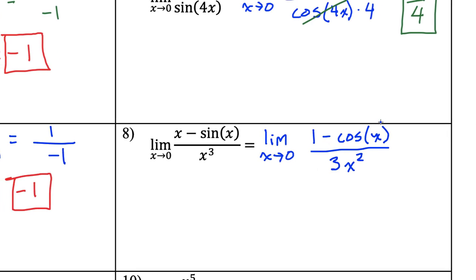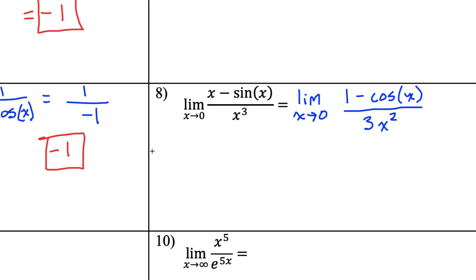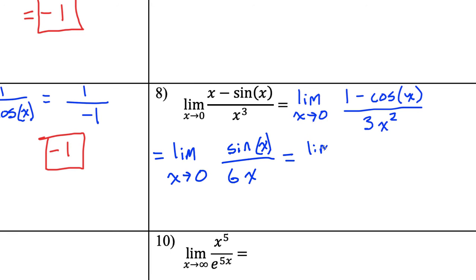So take the derivative again. This is now equal to still the limit as x approaches 0. Derivative of 1 is gone. Derivative of cosine is negative sine, but I have a double negative, so it's going to be positive sine of x. On the bottom, I have 6x, and when I plug in 0, I get 0 over 0 again, which means I have to take L'Hopital's rule again. All right, maybe this will be the last time. I'm pretty sure it is.